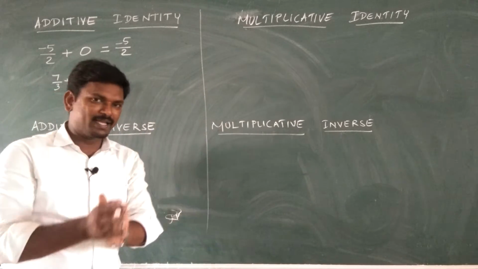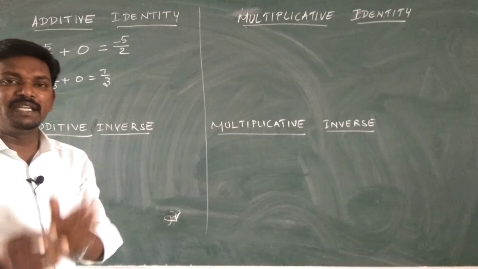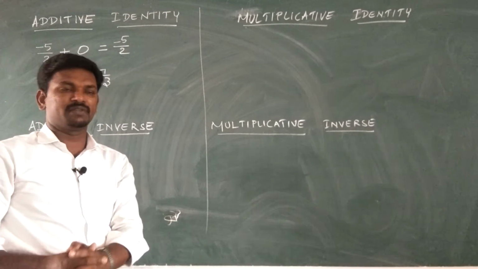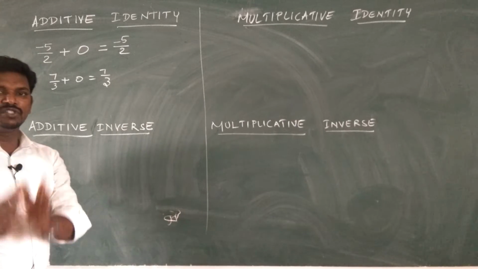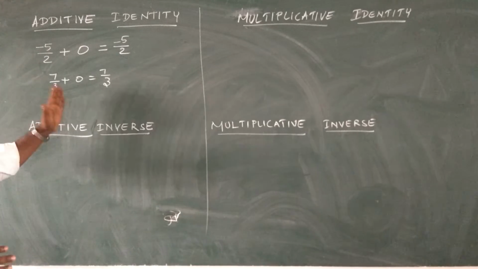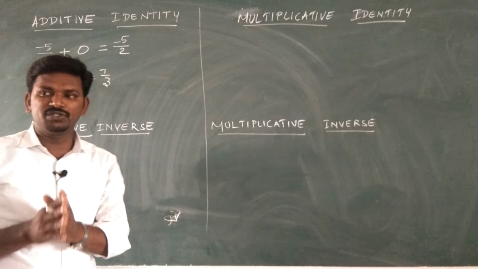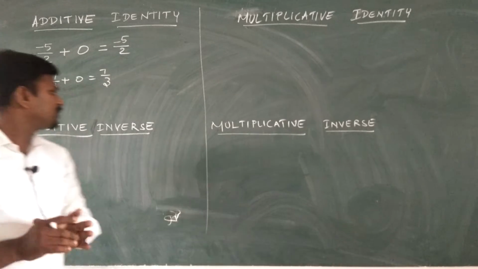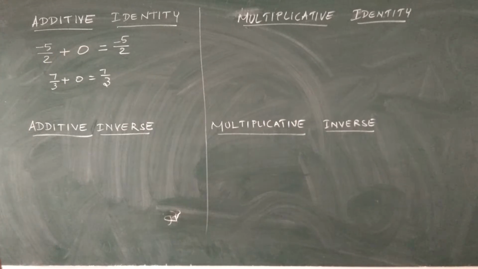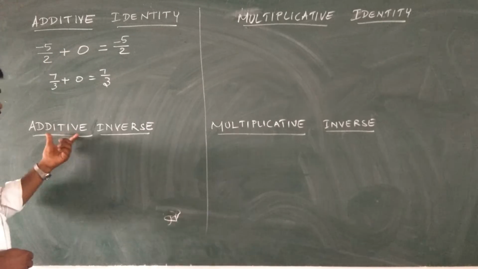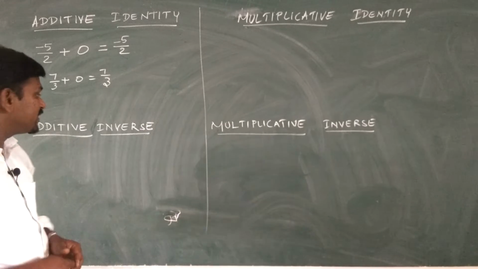I will just teach the concept, you have to understand it and write the definition by yourself. The additive identity of a rational number is 0 because the sum of any rational number and 0 is the same rational number. Okay, that's all about additive identity. It is very simple. Then additive inverse.